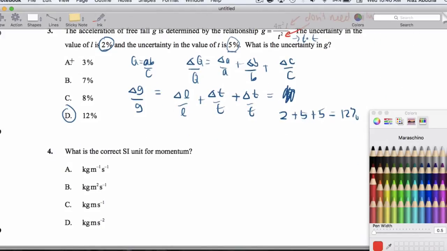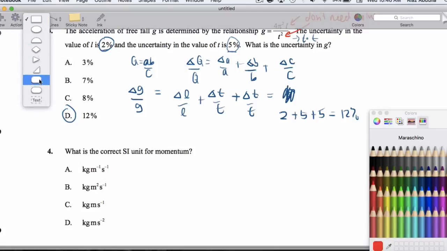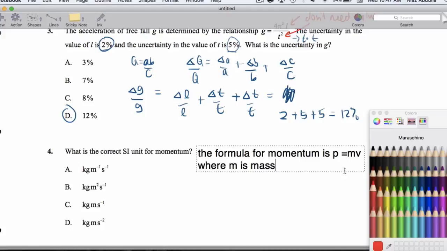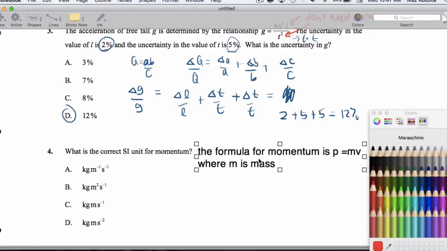So the correct SI units for momentum in this next question. You know what? Let me show you how I would actually do this on the exam. I'm going to add one more little part here that I think will be helpful. Nope. All right, 15th try is a charm. There we go, this is what I wanted. So what I would actually tell you is this: the formula for momentum is P equals M, and I would say where M is mass. That's what I would tell you on the exam.